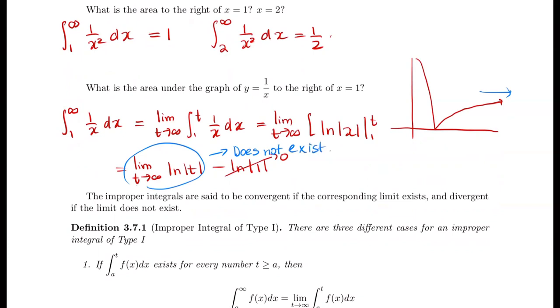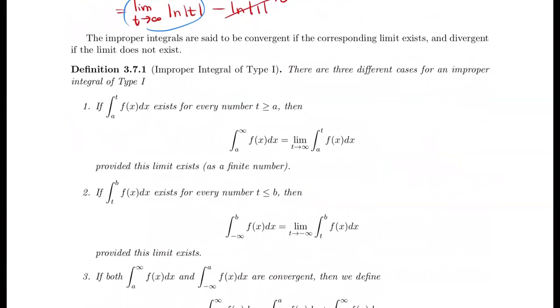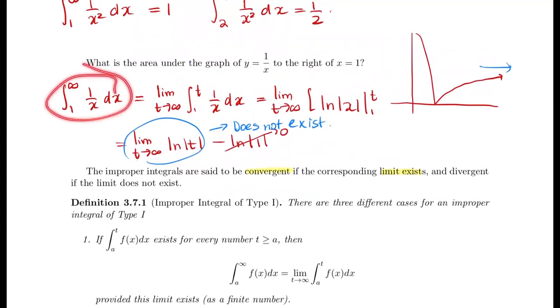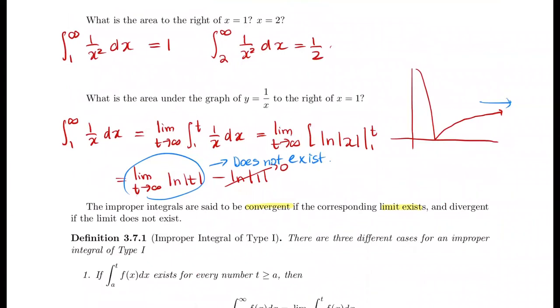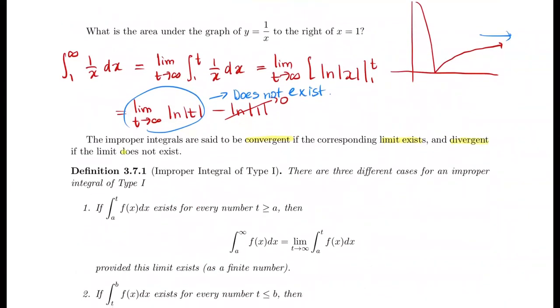So we say that the limit, or the improper integrals, are said to be convergent. So convergent is a keyword if the limit exists. So for example, if this were to have some finite value, then we say that the integral is convergent. But we also say that the integral is divergent if the limit does not exist.